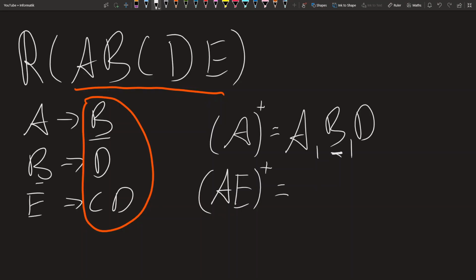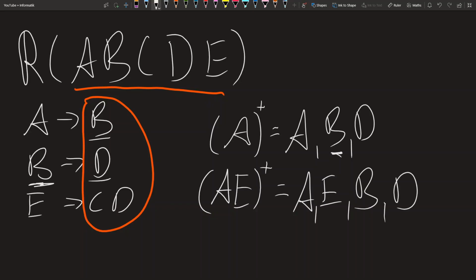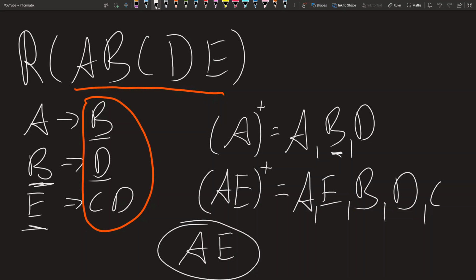There we have A and E itself. Also we have B. We have D. And because we have E, we have C, and we have again D. So that's all. So A, E is our candidate key. Next example.